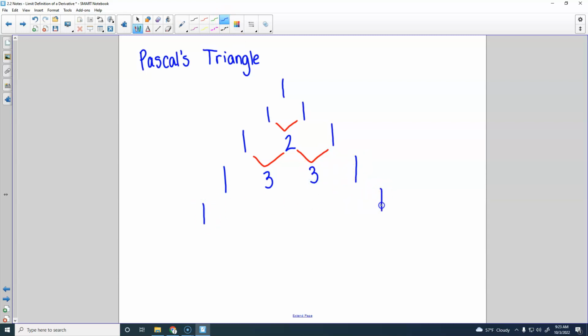And then we could keep going. We could add 1 and 3. That would give us 4. We could add 3 and 3. That'll give us 6. We can add 3 and 1. That'll give us 4. All right, and you could keep going. I'm going to do one more line just to show you. 4 plus 1 is 5 here. 4 plus 6 is 10. 6 plus 4 is 10. 4 plus 1 is 5. So Pascal's triangle can be used as a shortcut to expand binomials.